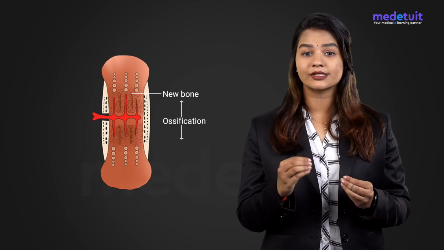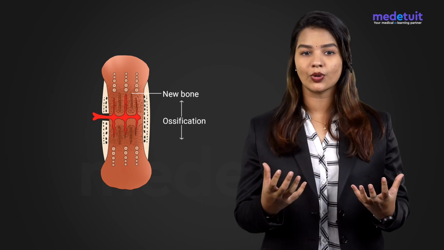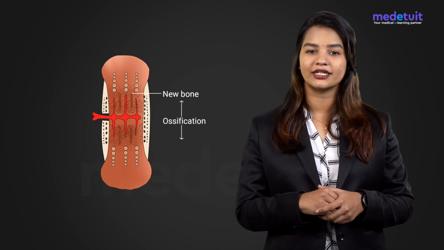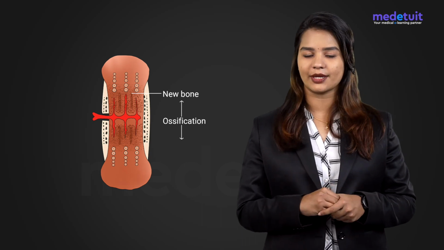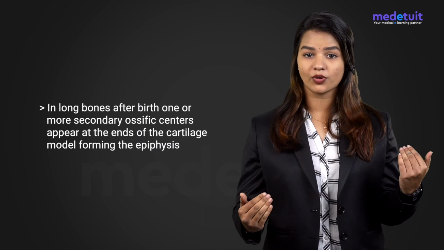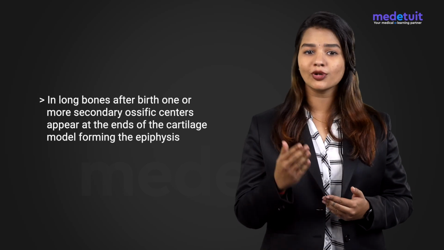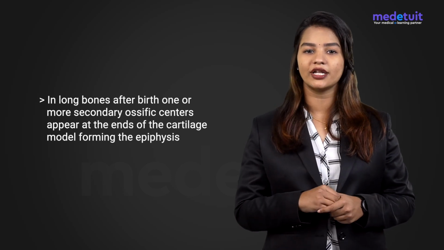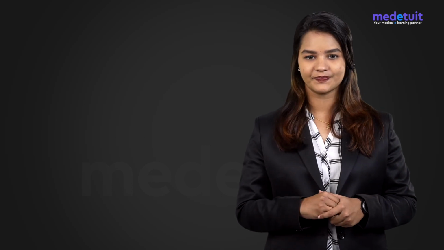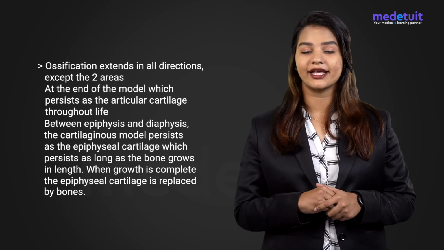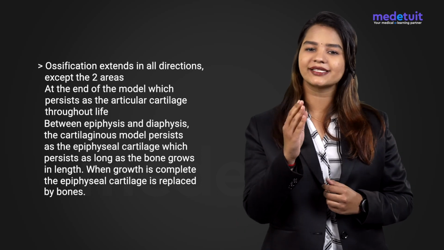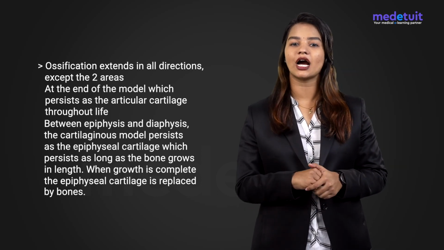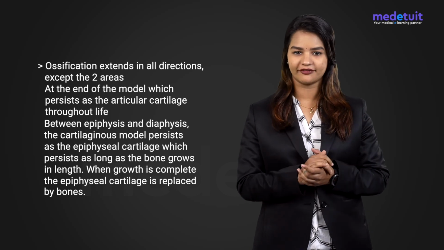The osteoblasts proliferate, deposit new bone on the walls of the secondary areolae and on the remains of the cartilage, forming cancellous type of bone. In long bones after birth, one or more secondary ossific centers appear at the ends of the cartilage model, forming the epiphysis. Ossification extends in all directions except at two areas. At the end of the model, which persists as the articular cartilage throughout life.